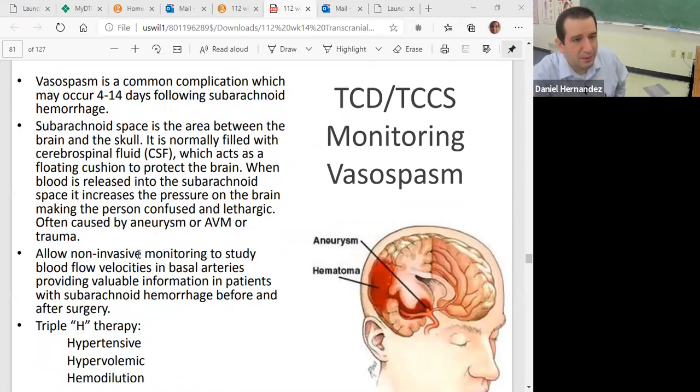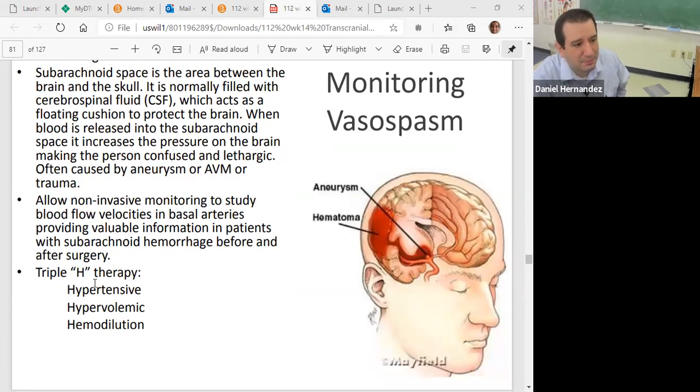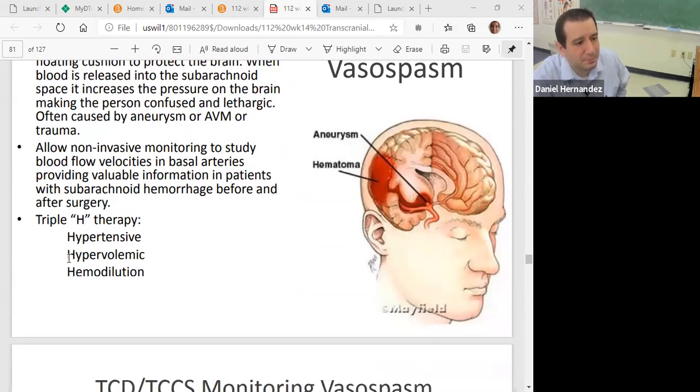It allows non-invasive TCD or TCCS monitoring for vasospasm. It allows monitoring of blood flow velocities in the basilar arteries, providing valuable information in patients with subarachnoid hemorrhage before and after surgery. So it can be used in triple H therapy: hypertensive, hypervolemic, and hemodilution.